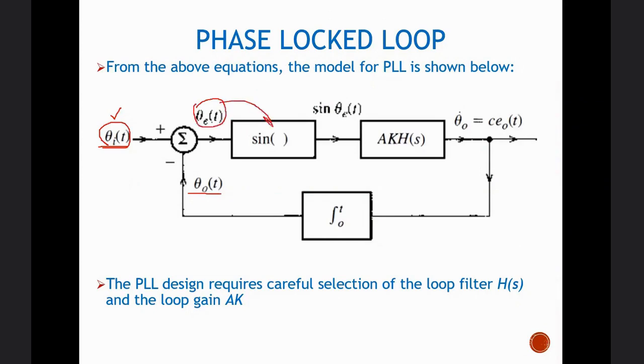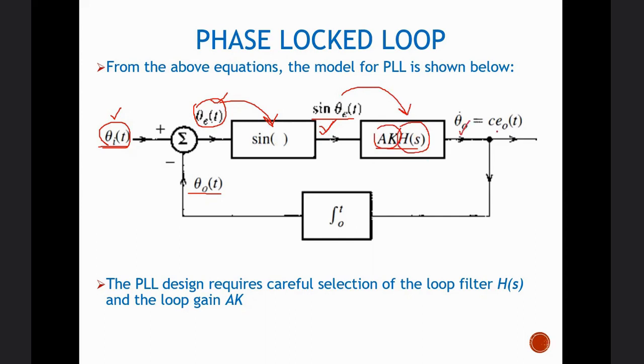This passes through a sine operator. If there is some difference, we will get some output at this point. If there is no difference, then this quantity would be 0, and so we will get a 0 output here. That means the VCO does not need to adjust its frequency. This passes through and is multiplied with some constants, which include A K as well as the transfer function of the filter that we have.